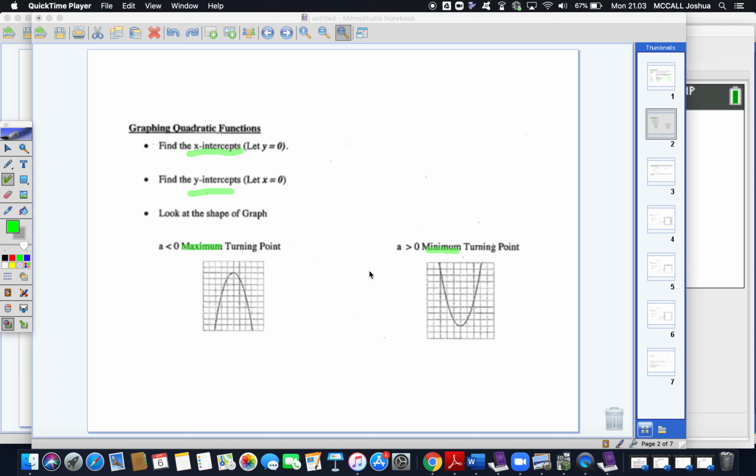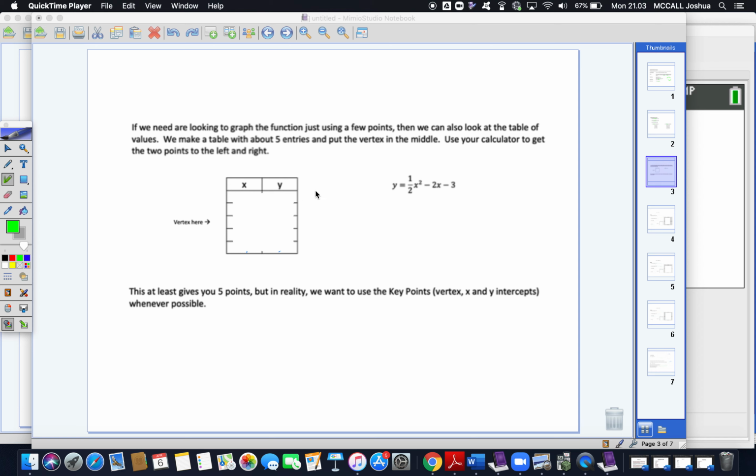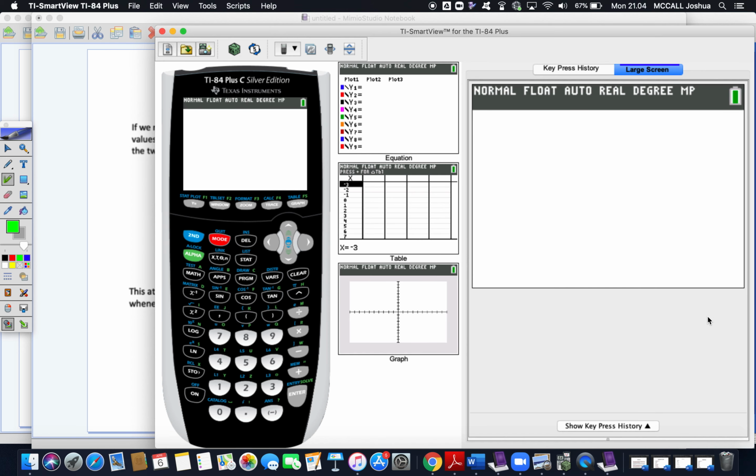Right, and we're going to do most of this on the calculator so we can see, and we're also going to use the table to try to find some other points just so we can get a good drawing of the thing. So if we want to use a table, what we'll do is type this equation into our calculator, and then we'll find the vertex, and we'll put the vertex in the middle of the table, and we'll just do a couple numbers below and above that, and then that'll help us fill out our table.